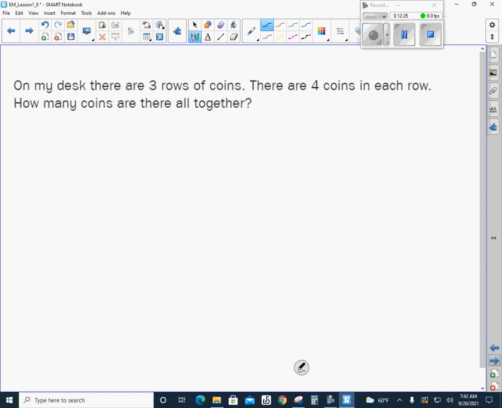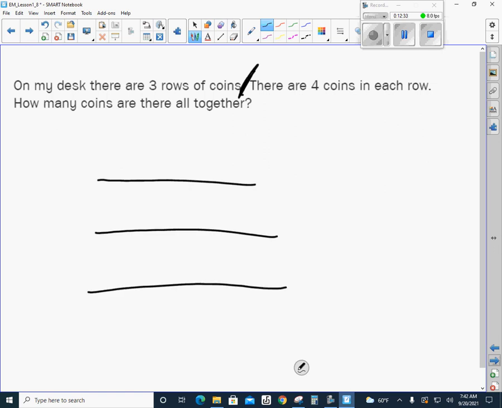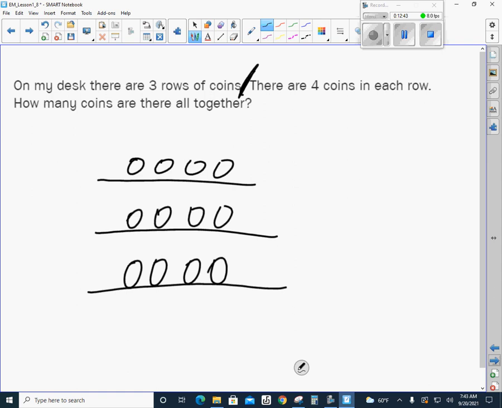On my desk, there are 3 rows of coins. I'm going to stop there. Draw your 3 rows of coins. There are 4 coins in each row. So again, 1, 2, 3, 4, 1, 2, 3, 4, 1, 2, 3, 4. How many coins are there in all?